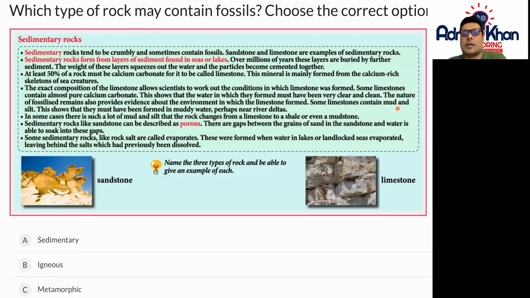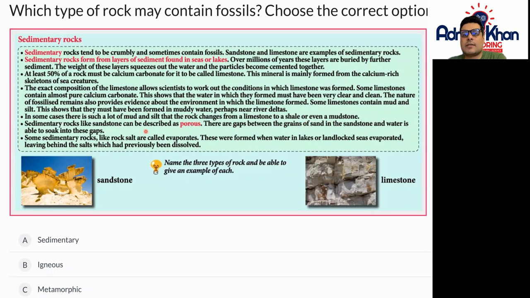Some limestones contain mud and silt. This shows that they must have been formed in muddy water, perhaps near river deltas. In some cases, there is such a lot of mud and silt that the rock changes from a limestone to a shale or even a mudstone.